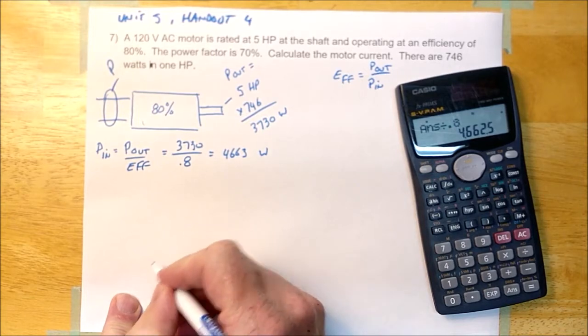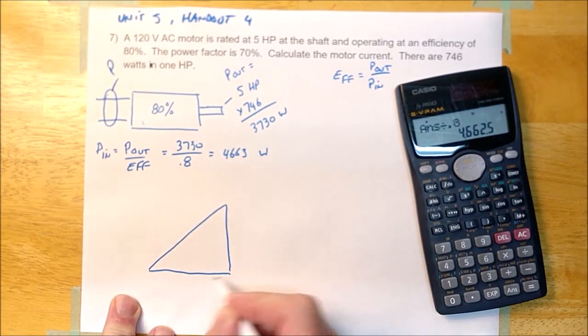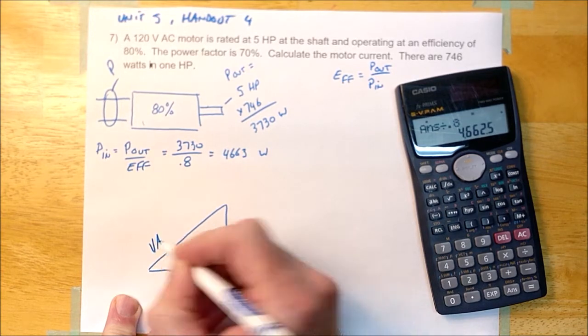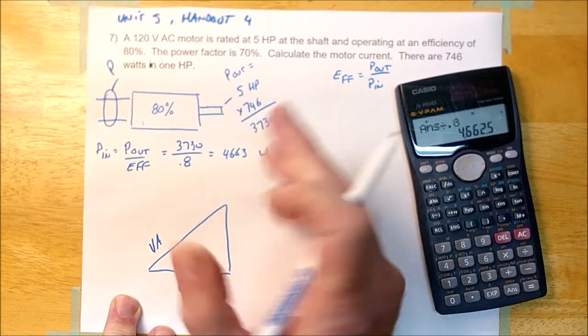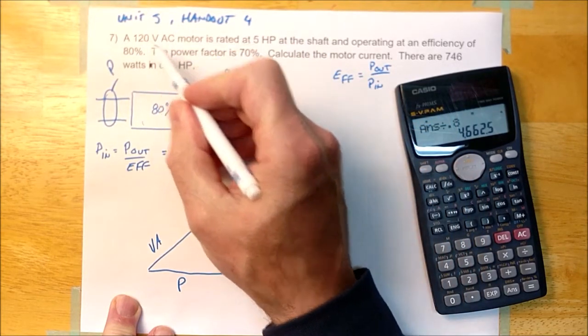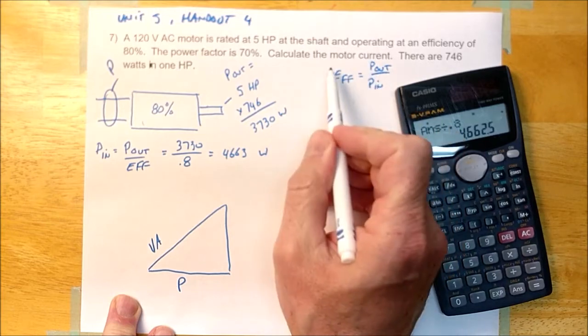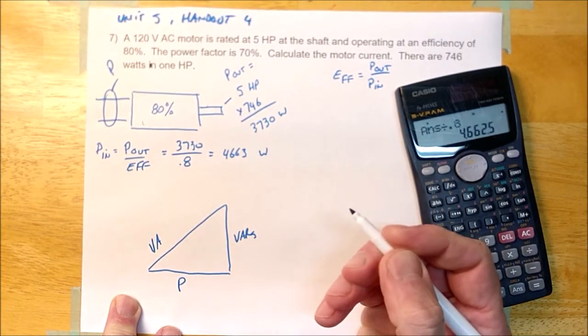The second battle is we're going to have to draw a power phasor diagram, because the only way to calculate the motor current is to know the VA, all right? Because VA is E total times I total. We know the total voltage, and we're trying to figure out the total current. And so my power phasor diagram is going to look like this.